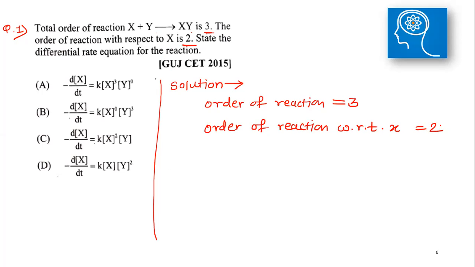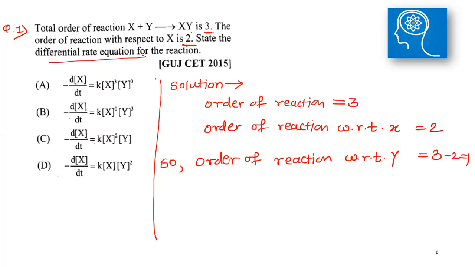Now, what do we have to find out? Hence the order of reaction with respect to Y is what will come? Therefore, order of reaction with respect to Y is equal to 3 minus 2, that is 1. Okay, but what have they asked us? Here we have to find out the differential rate equation for the reaction. So the differential rate equation is, now you know the order of reaction with respect to X and with respect to Y.